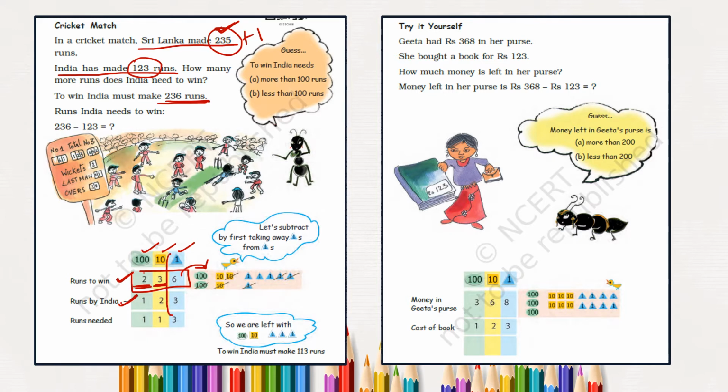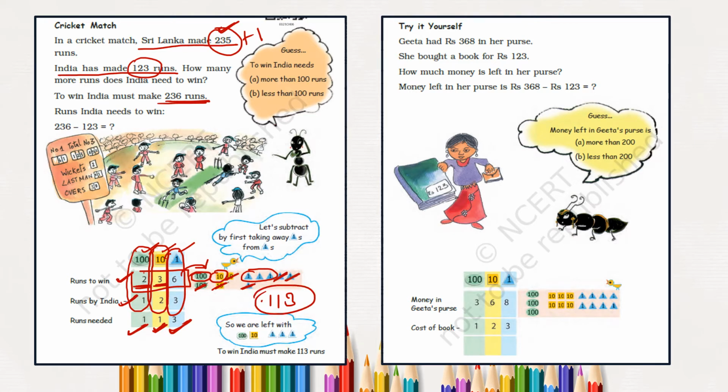So firstly we will see the ones place. We have 6 ones and we need to subtract 3. So 1, 2 and 3. How many are we left with? 3. So the answer is 3 over here. Now let us look at the tens place. We have 3 tens. We need to subtract 2 from them. Subtract 2, how many do we have now? 1, right? Similarly, look at the hundreds. We have 2 hundreds. We need to subtract 1 from them. Subtract 1. How many are we left with? Only 1. So our answer will be 113.